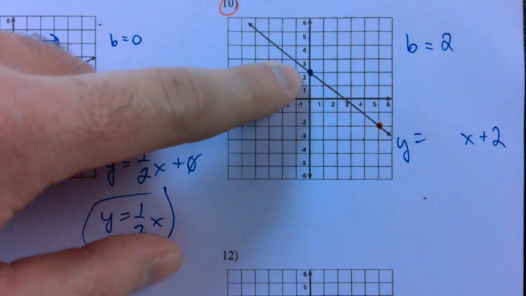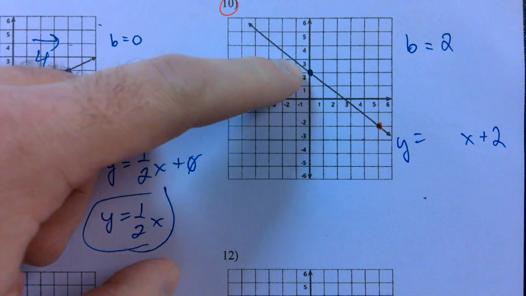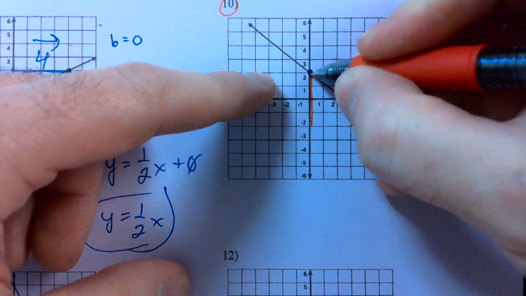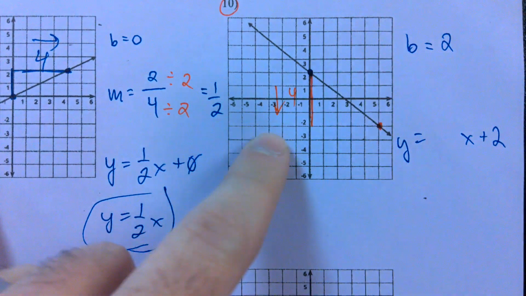If I start on the left, am I going to be rising up or down? I'm going to be rising down. How many spaces down? 4. Looks like 4 down. How many to the right?